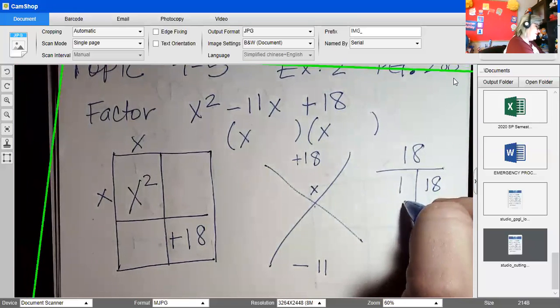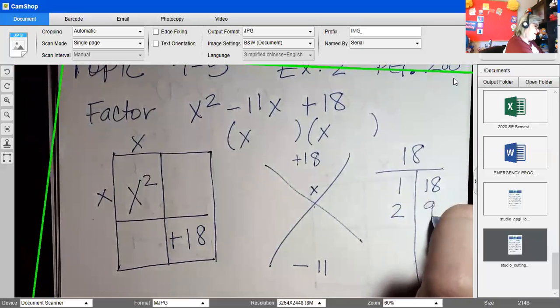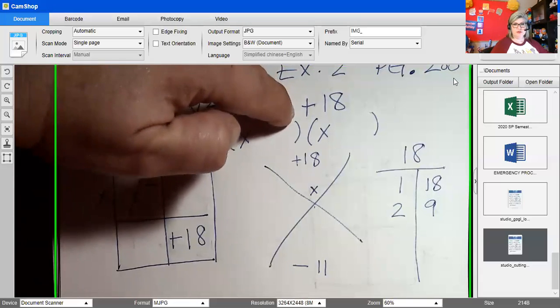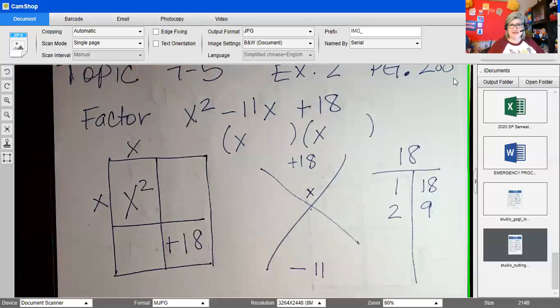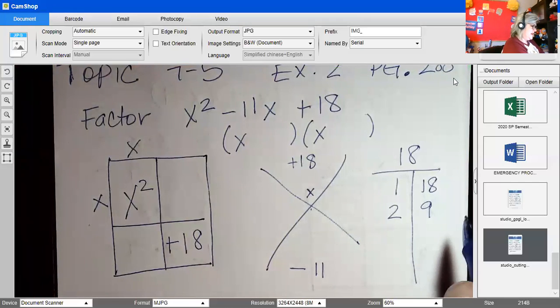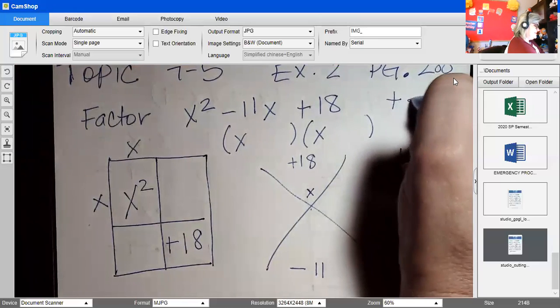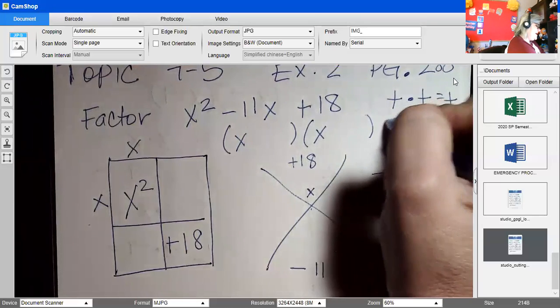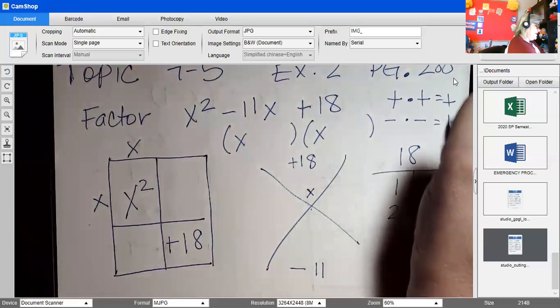So then we have 2 and 9. If we combine 2 and 9, 2 plus 9 is 11. So that looks like that would work. But now we have to think about the signs. The sign on your C part, your third term, is a positive sign. Well, we know that a positive times a positive equals a positive, and a negative times a negative equals a positive.